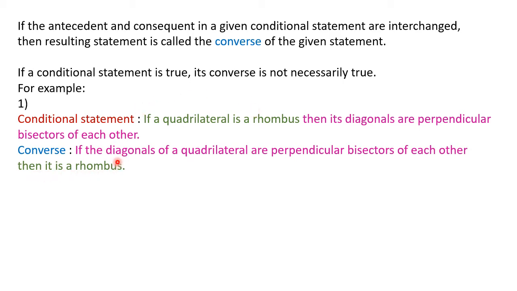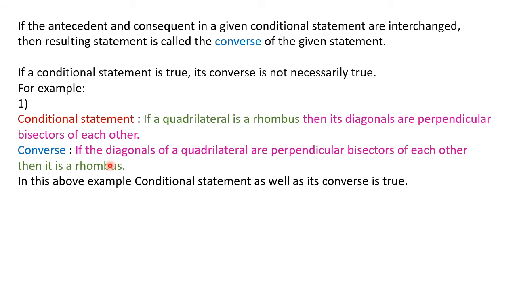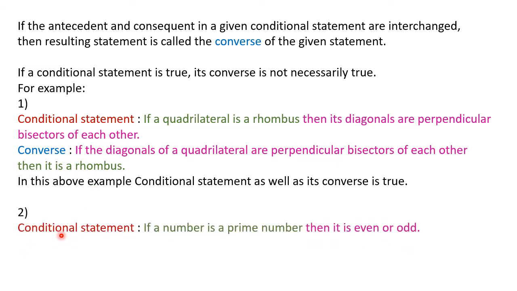So this was the conditional statement and its converse is true. For this example it is true. If you draw the diagonals in a quadrilateral, and if they are perpendicular bisectors of each other, then the quadrilateral is a rhombus. So the converse is true here. Let us see the next example. In this example, the conditional statement and converse both are true. Now let us see the second example.